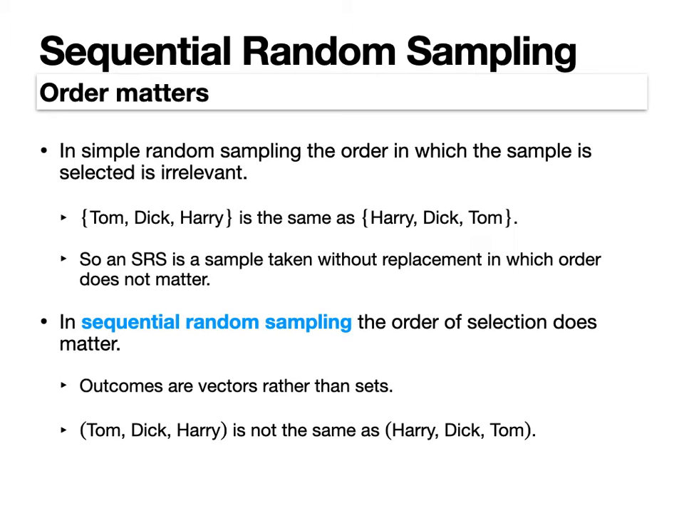Welcome back to Probability and Statistics 1. This is Unit 2 on choosing at random, and this is actually the second part of that lecture.